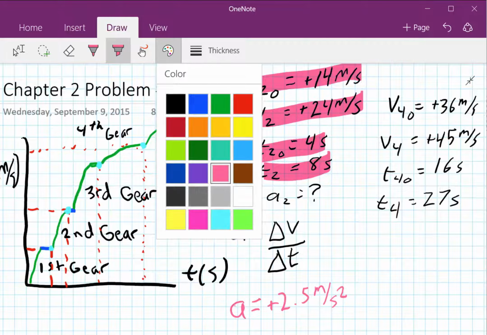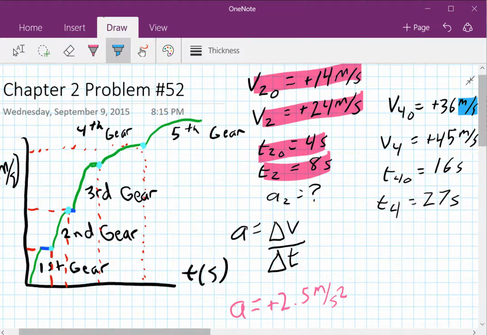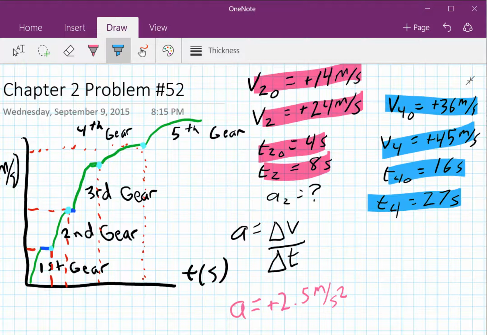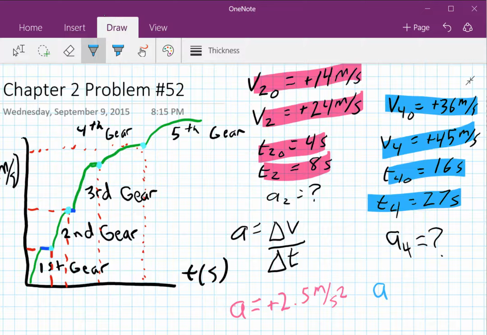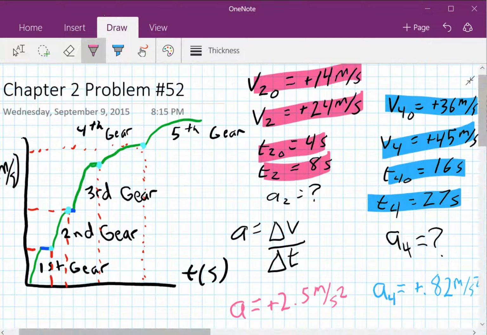And if you do for the fourth gear, which I just realized I forgot to draw or write out here, A4 equals a question mark. For fourth gear, you're going to have A equals a positive 0.82 meters per second squared. Now keep in mind, you're going to be boxing these, so put A4 with a subscript in your answer there, and A2 in your subscript over here, so that way it's clear which answers are which, and box them.